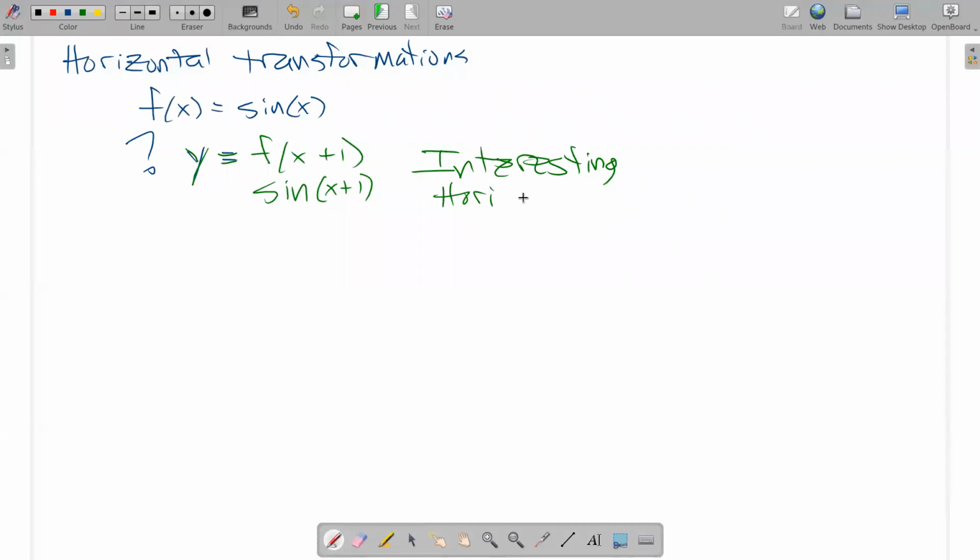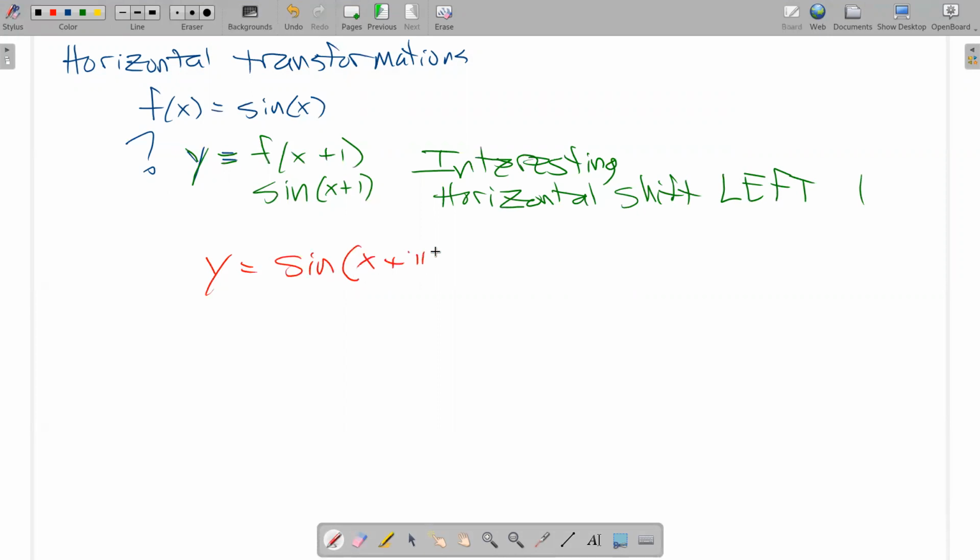So horizontal shift left 1. I also graphed y equals the sine of x plus pi over 2. And that one was a shift left, in the negative direction, by pi over 2.